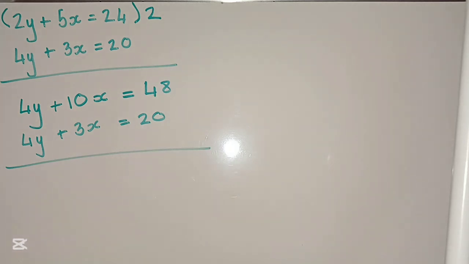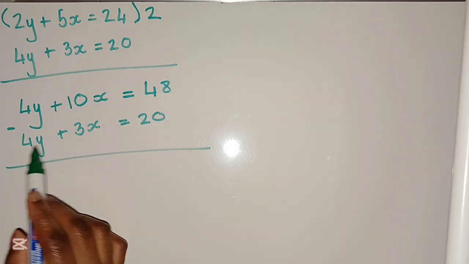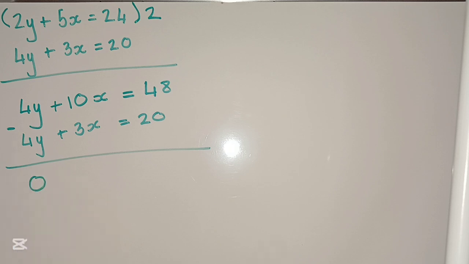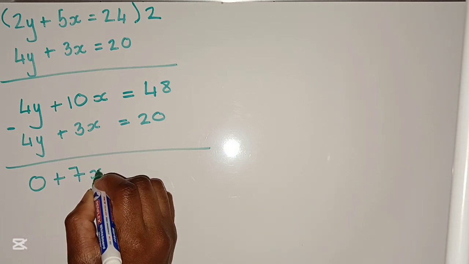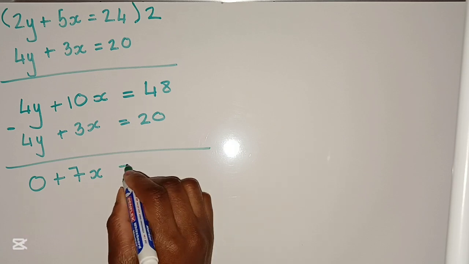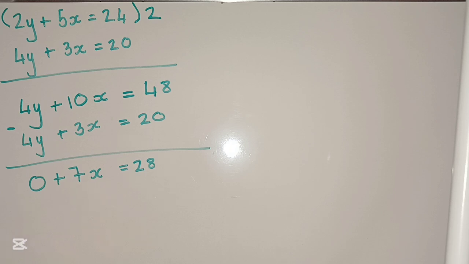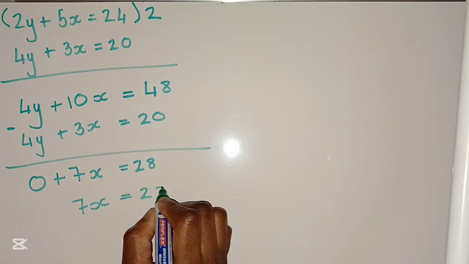Now that my coefficients of y are the same, I can either add or subtract to eliminate my variable y. So I'm going to subtract, because 4 minus 4 is 0. 10 minus 3 is 7, so 7x. 48 minus 20 is 28. It's 7x equals 28.